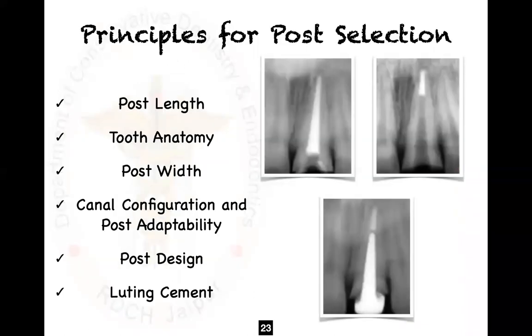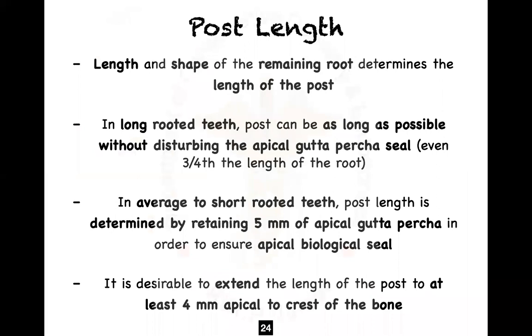Principles of post. Now this is important, where we're going to actually start today's class. Post length already done. Length and shape of the remaining root determines the length of the post. As I asked you to note this down in the last lecture, in long rooted teeth, the post can be as long as possible without disturbing the apical gutta percha seal, which is of 4 to 5 mm.